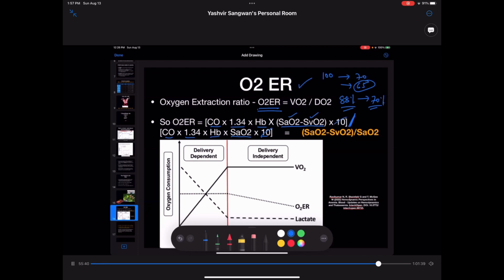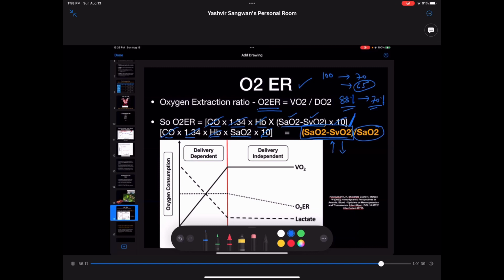We cancel all of these, and therefore the oxygen extraction ratio would be saturation of oxygen in the artery minus your vein, which is from the pulmonary artery catheter or central venous line. There's a 5% difference, but hey, I want to know whether my oxygen extraction is increasing or decreasing, divided by saturation. So the venous difference in saturation divided by saturation.